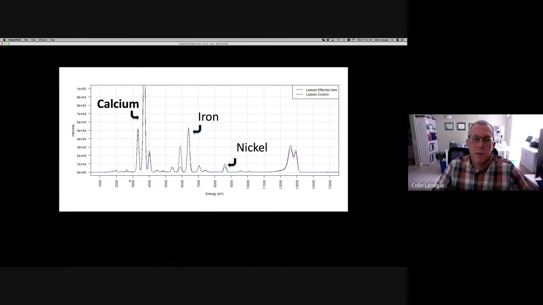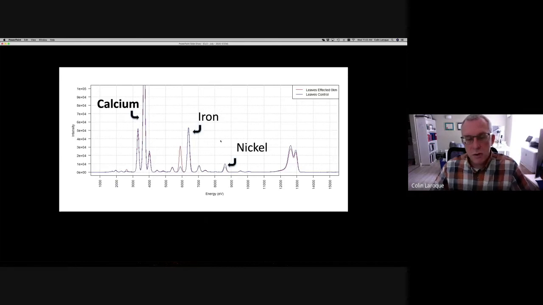And here's something from Nicole, one of her big findings. If you haven't seen this before, this is more or less just a picture of an energy level and a number of counts or intensity. And what it's doing is it's showing you these squiggly lines, and we have leaves from the control site and leaves from the zero site. And these peaks represent individual chemicals. So when you see this large peak here, you'll see calcium. This peak is iron. This peak is nickel.